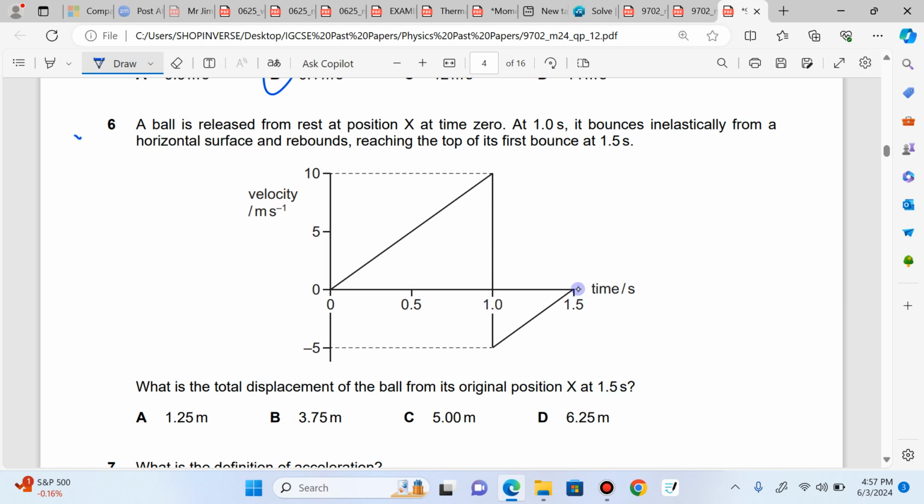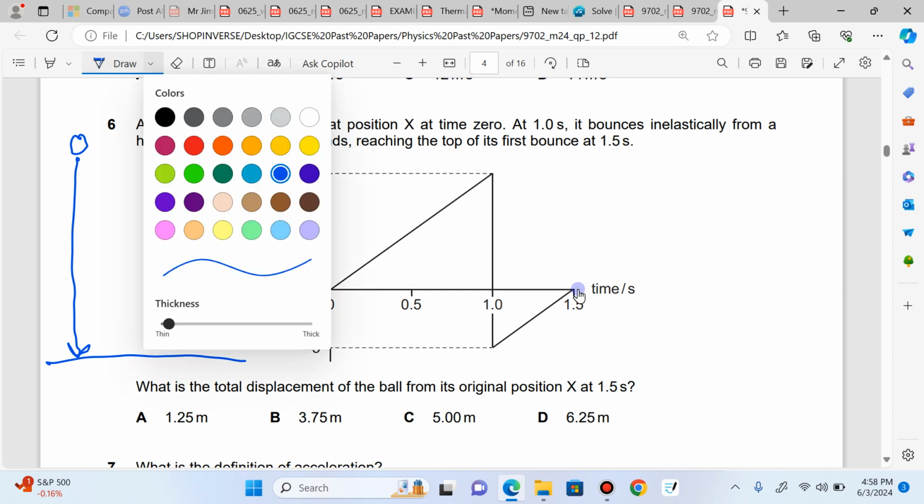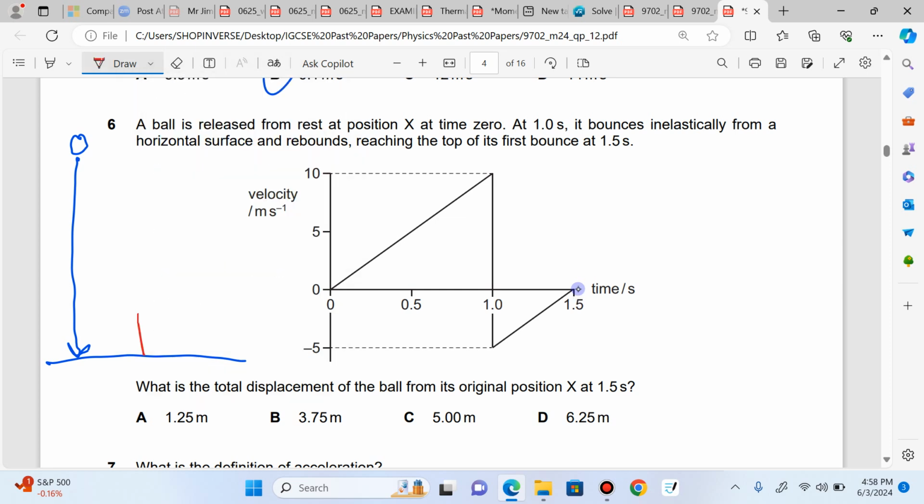What is happening here is that a ball was released and falls towards the surface of the earth. When it hits the ground, it then bounces back upwards, and the ball is eventually at this position. Now they are asking you, what is the displacement? What is the interval between the starting position and the final position of the ball?